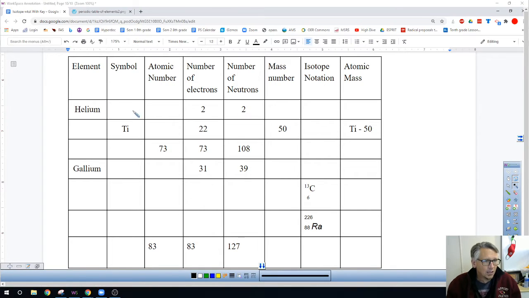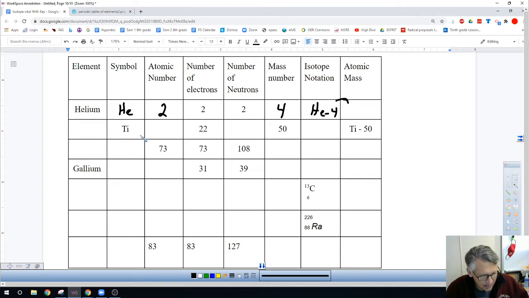Okay, so helium is He. The atomic number of helium is 2. The number of electrons is 2. The number of neutrons is 2. The mass is going to be 4, because that is going to be the atomic number plus the number of neutrons. Isotopic notation is going to be He-4, and in the directions I kind of had them be the same.